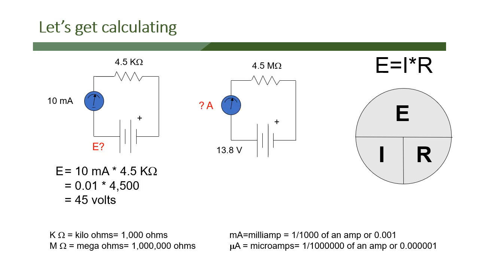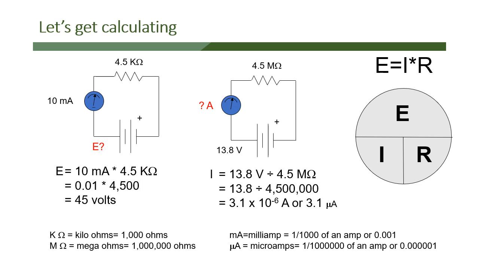So let's look at this problem. Now we have the voltage, we have the ohms, but we don't know what the current is. So we cover the I, and because we cover the I, we see it's vertical. E is now over R, so we have E divided by R equals I. So we can now evaluate that.